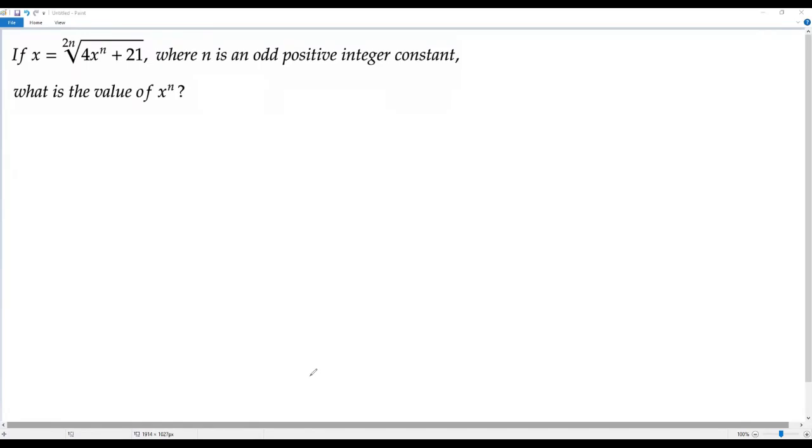Here we have a SAT math problem. Okay, let's go to the question. If x equals the 2nth root of 4 times x to the power of n plus 21, where n is an odd positive integer constant, what is the value of x to the power of n?